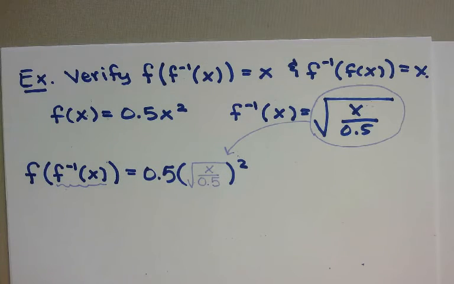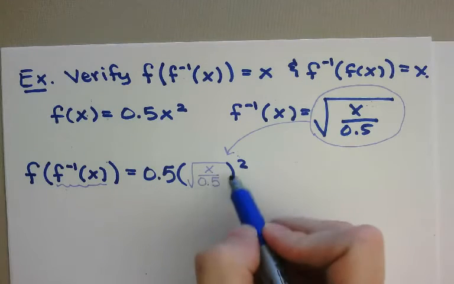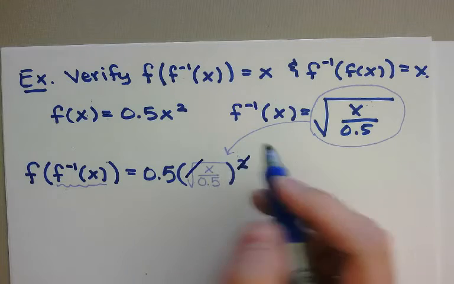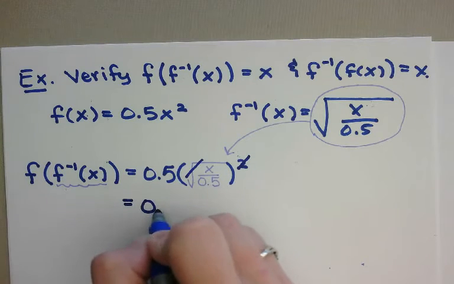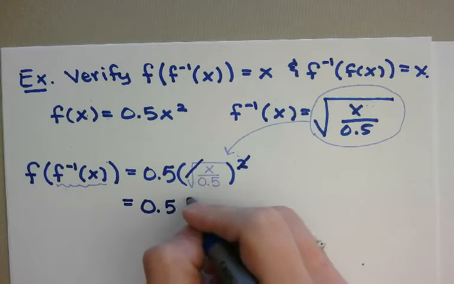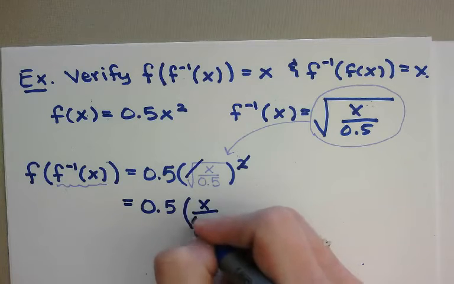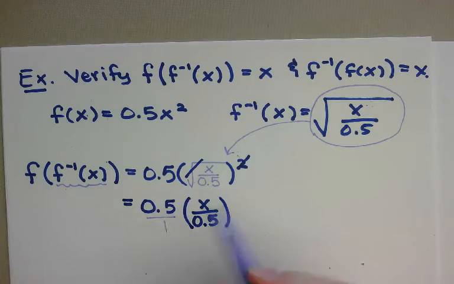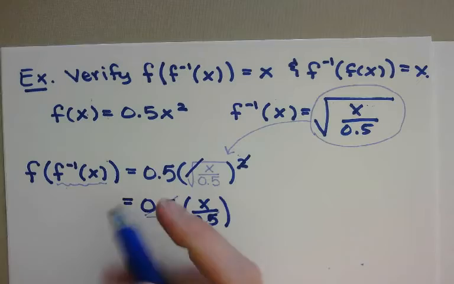Okay. And now I'm going to simplify. So what would simplify first here? Well, I have a square root quantity, and they're squaring it, so the square root and the square will cancel. And that's going to leave me with 0.5 times x over 0.5. Now, if I look at this as a fraction, and I put this over 1, I can see that now a 0.5 in the numerator and a 0.5 in the denominator will cancel, leaving me with just an x.